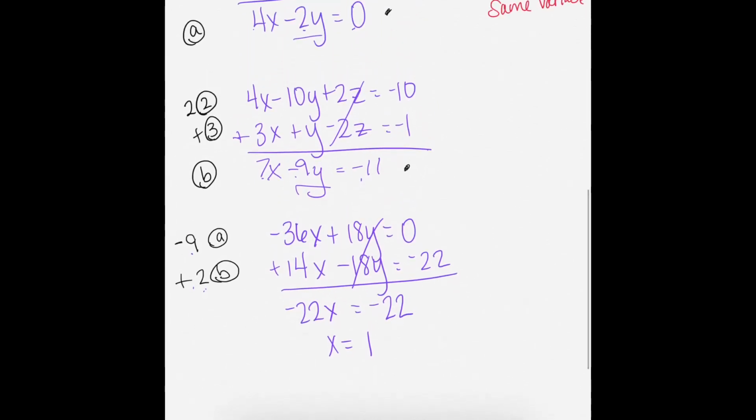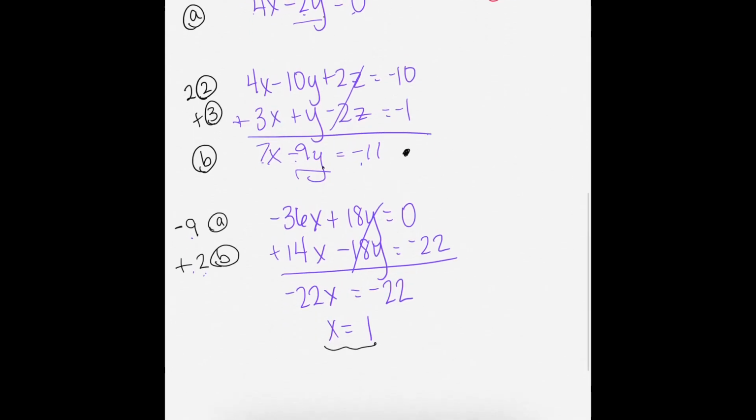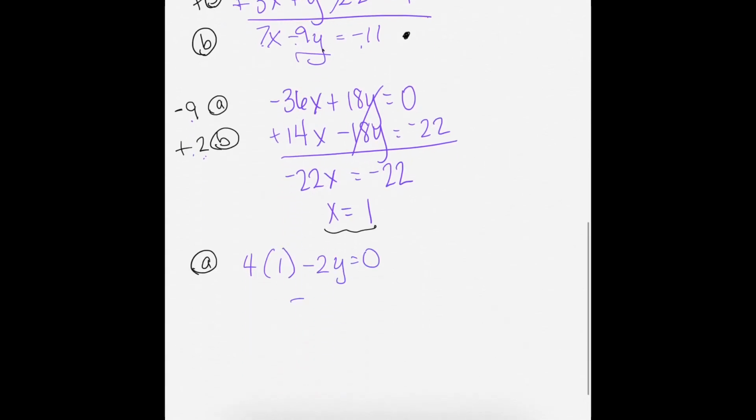All right, so once you solve for one variable, we have our x. So I'm going to have to take that x and plug it back into something. I'm going to plug it into one of either my a or my b, because that will give me my y. It does not matter. I'm going to go with a. So I'll have 4 times my x, which is now determined to be 1, minus 2y equals 0, which gives me negative 2y is equal to negative 4, which means y must be 2.